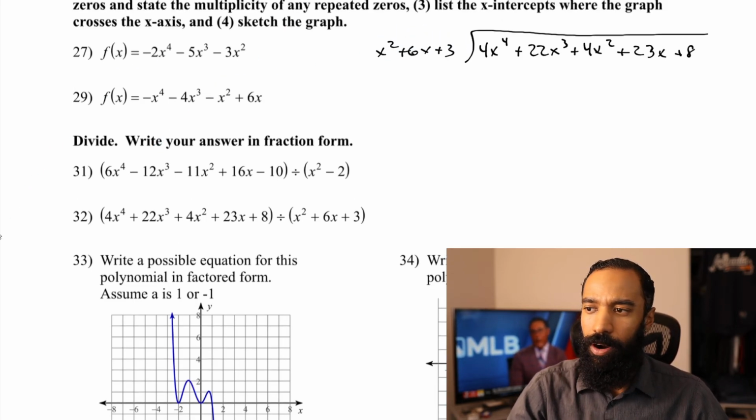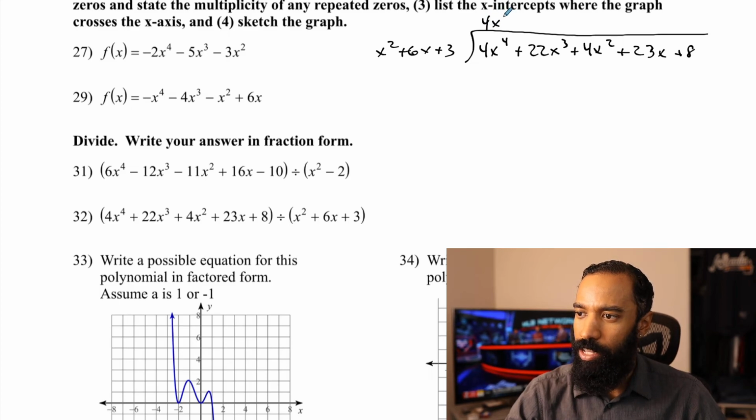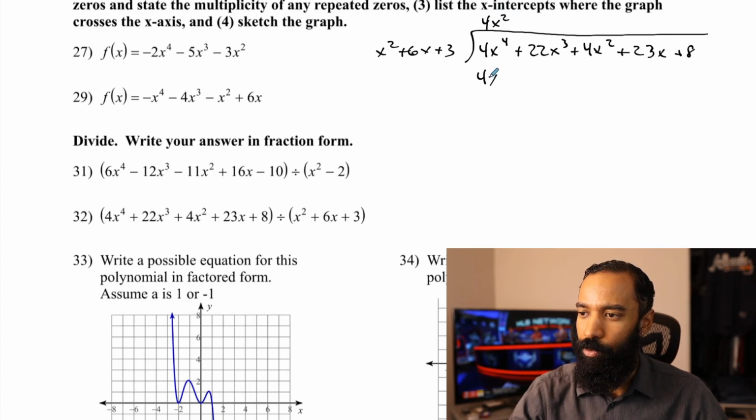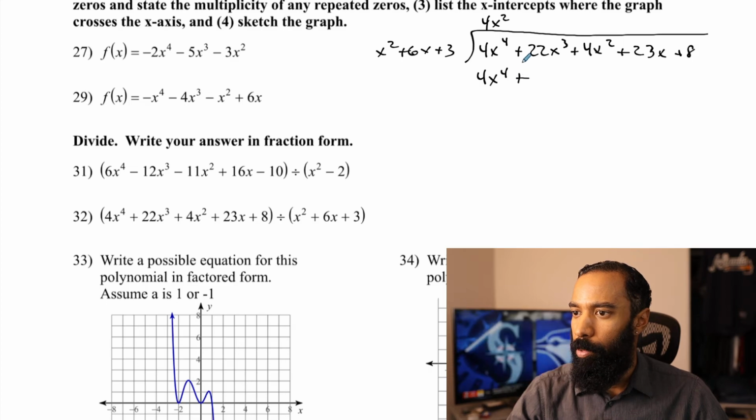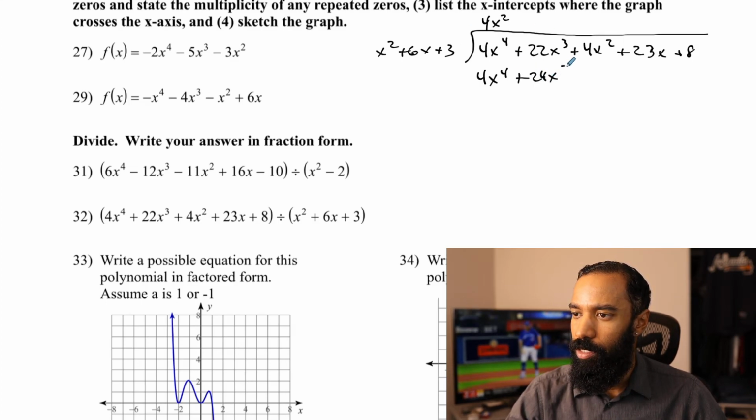X squared goes into 4x to the fourth, 4x squared times. Multiply that, you get 4x to the fourth plus 24x cubed. 3 times 4x squared is 12x squared.